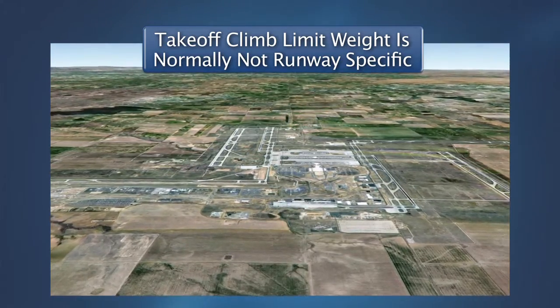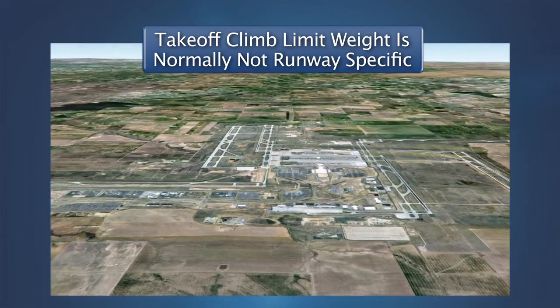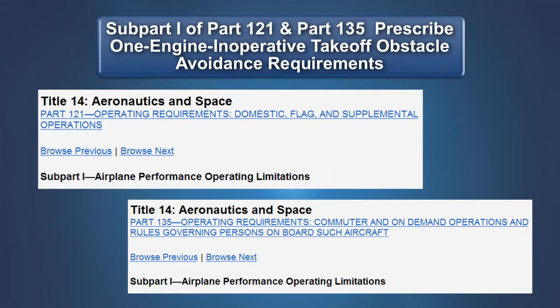These climb gradient requirements are intended to provide a minimum acceptable level of one engine inoperative climb performance, but are definitely not intended to satisfy obstacle clearance requirements. Obstacle clearance must be considered separately. The requirements for takeoff obstacle clearance may be found in Subpart I of Part 121 and Subpart I of Part 135 of the Code of Federal Regulations.